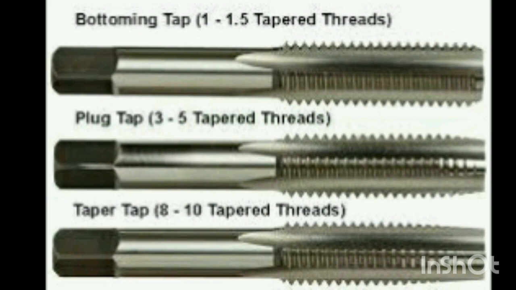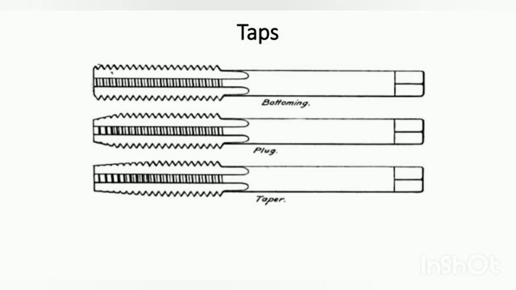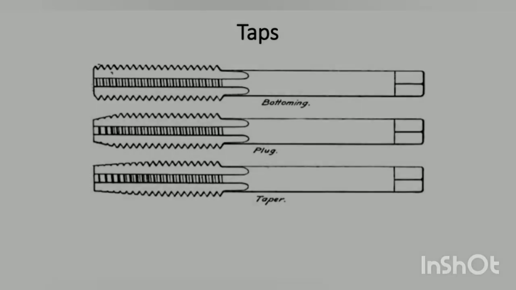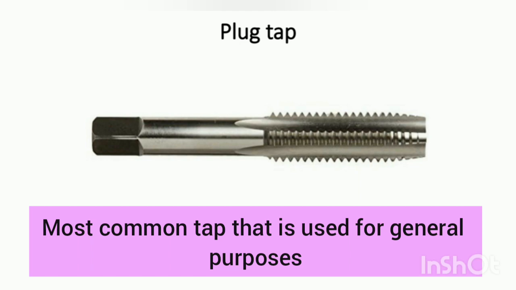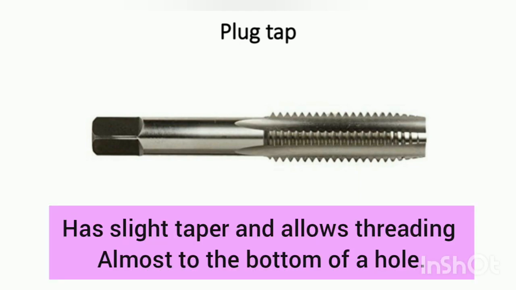As you can see, the bottoming tap usually has 1 to 1.5 tapered threads. The plug tap usually has 3 to 5 tapered threads. The taper tap usually has 8 to 10 tapered threads. Now I will explain the different uses of each of the taps. First is the plug tap, which is the most common tap used for general purposes, as it has a slight taper and allows threading to almost the bottom of the hole.